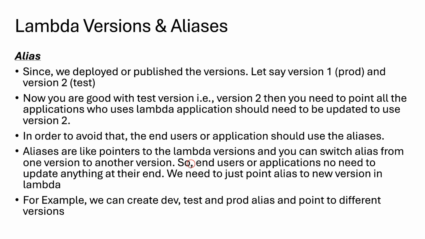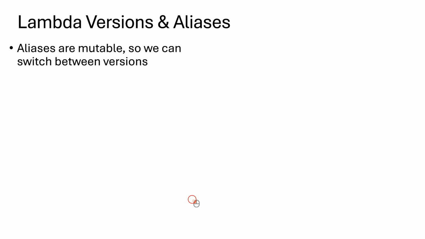I will give you an example even more clearly through a flow diagram. We can create dev, test and prod aliases and point them to different versions. In this example we will create three aliases, and we have three versions also, and we'll see how we can change the flow by using the aliases. Aliases are mutable, as I said earlier. You can switch between versions.